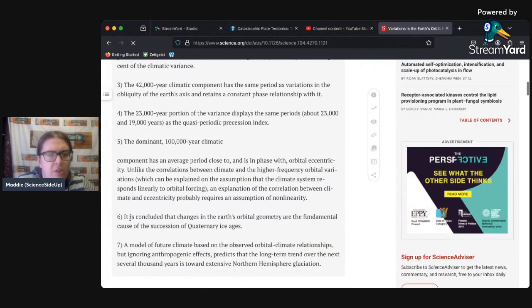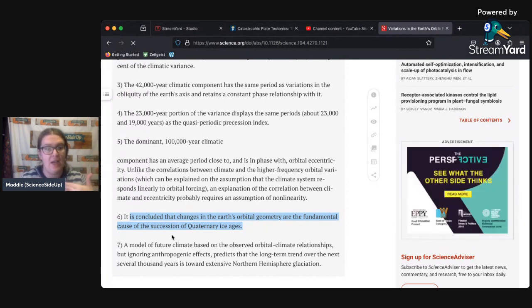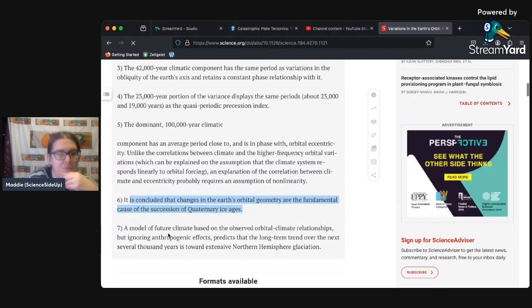Okay, it is concluded that changes in Earth's orbital geometry are fundamental causes of the succession of quaternary ice ages. Yeah, so this is a very, very important paper in the history of science. This tied these known orbital mechanics to cycles in climate. We have observed cycles in climate based off of paleoclimate data, known orbital mechanics, and then there's an easy physical mechanism behind it. So that's really cool. Oh, that's just the abstract.